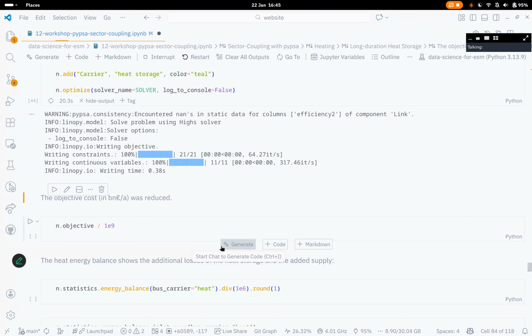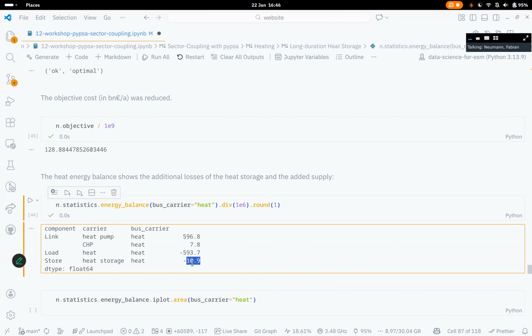So what you also notice with these sector-coupled models, the more components you add, and especially those that can trade off long duration energy storage over longer time periods, they will also take a little bit longer to solve. So I think we get here now 128. Previously we had 141, I think. So the costs here are reduced. And now in our energy balance, we see that there's some amount of energy lost in the heat storage.